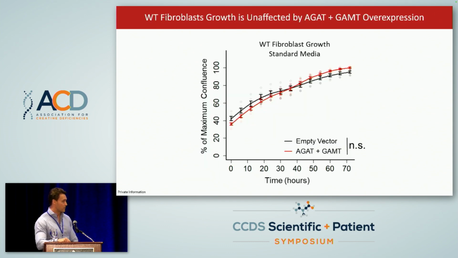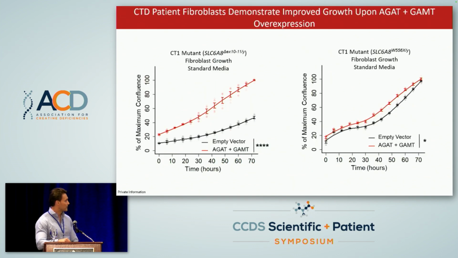And so when we do this, when we overexpress AGAT plus GAMT, or we deliver empty vector constructs to wild-type fibroblasts, there was no defect in the cellular growth, so they grew indistinguishable from the wild-type controls. But when we did this with our CTD patient fibroblasts, so the CTD patient fibroblasts with AGAT plus GAMT are shown in red versus the empty vector control. In both cases, they were statistically outgrowing the empty vector control. And what I'll say about this is that we were just happy that they didn't die.